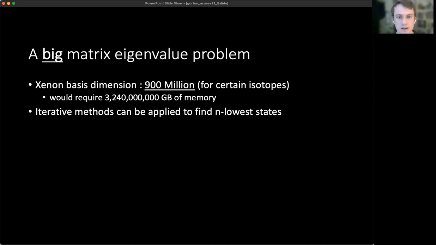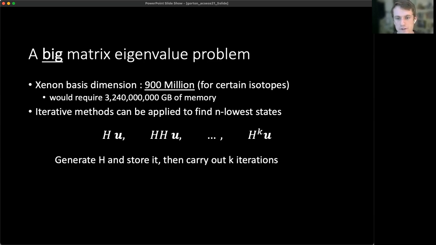Fortunately, we can avoid storing the entire matrix by using a couple of techniques, one of which are iterative methods, which allow us to solve the extremal eigenvalues of the system, which are all we really need to understand the physics. So iterative methods go like the following. We start with some guess for the solution U, and then we apply the matrix H, and then we continually apply it iteratively until our solution, our vectors, converge to the solutions.